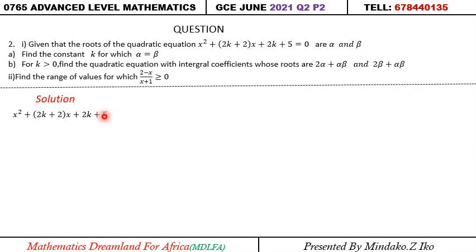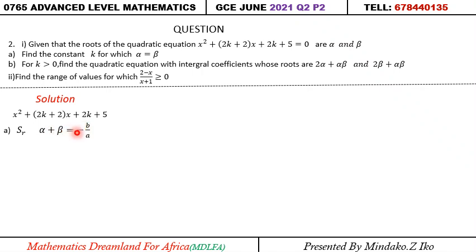The coefficient of x here is 2k plus 2, the coefficient of x squared is just 1, and the constant term here is 2k plus 5. So you can clearly see that this is our a, this is our b, and this is our c. Now I will call SR my sum of roots. For alpha and beta, we have the sum of roots and the product of roots.